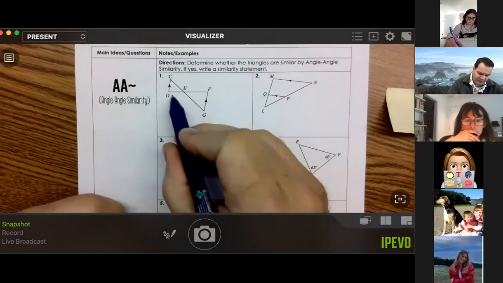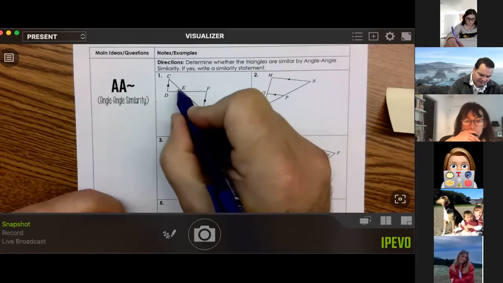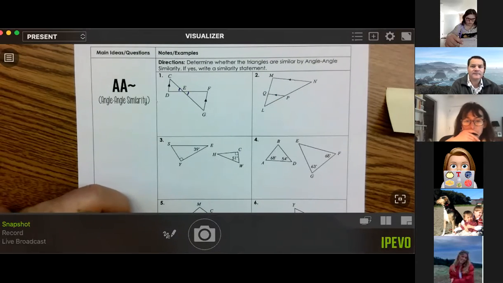Well, we might remember that angle DEC and angle FEG make up a certain pair of angles. What kind of angles are those? Vertical. Very good. Vertical angles, and we learned that vertical angles are congruent.